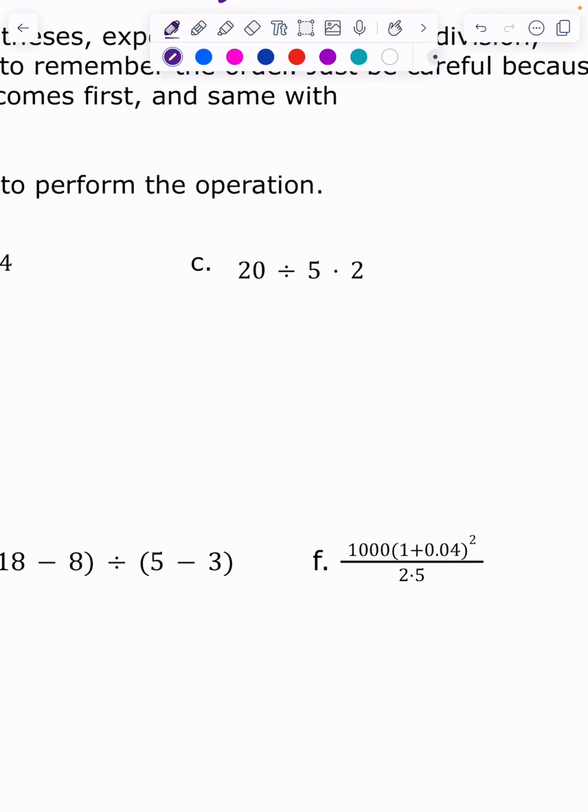All right, C. Same thing, a lot of people would mess this up and do the multiplication first, but between division and multiplication, you do whichever one comes first from left to right, and that would be the division. 20 divided by 5 is 4, and then multiply that by 2, and you get 8.